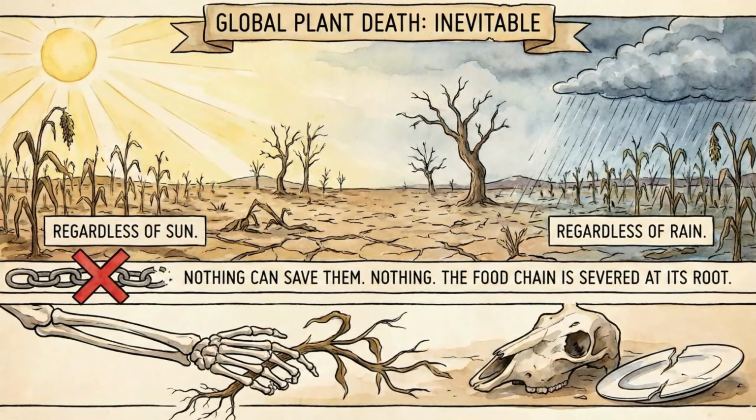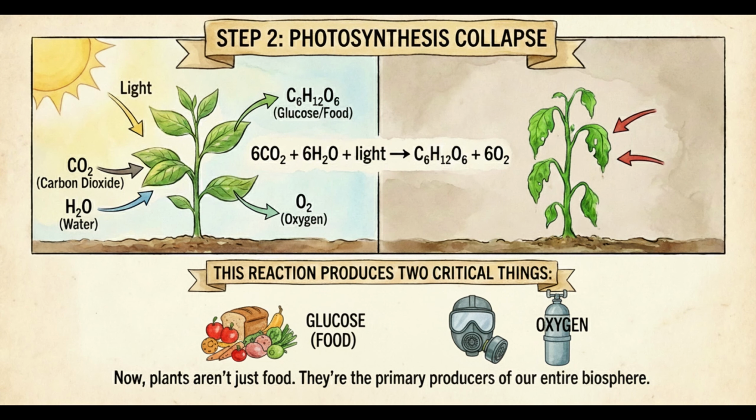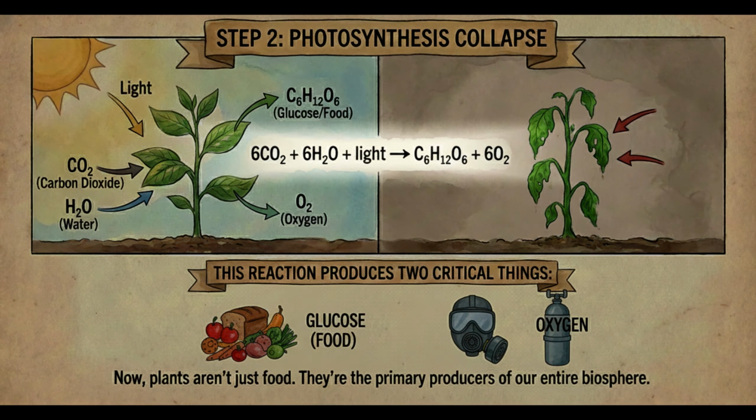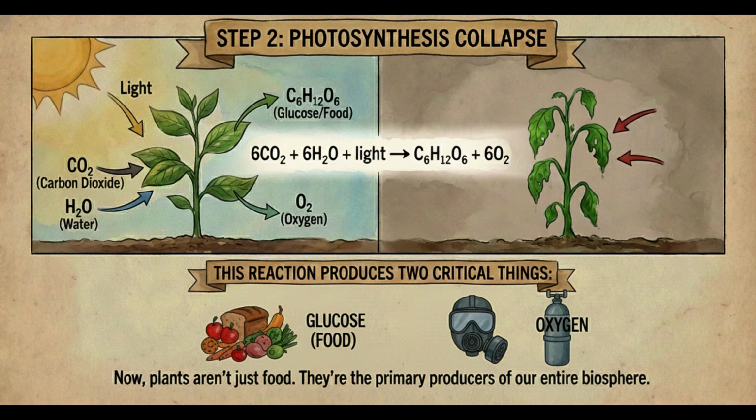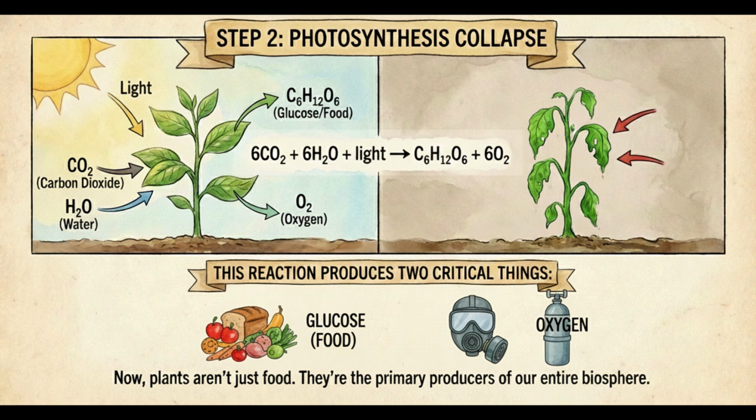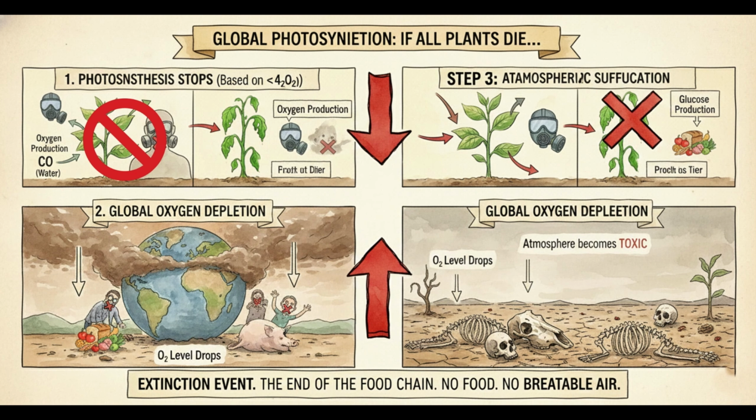Step 2, photosynthesis collapse. Now, plants aren't just food. They're the primary producers of our entire biosphere. They perform photosynthesis. You know that equation. 6 CO2 plus 6 H2O plus light yields C6H12O6 plus 6 O2. This reaction produces two critical things, glucose, food, and oxygen. But if all plants die, if photosynthesis stops globally, then both production lines shut down.